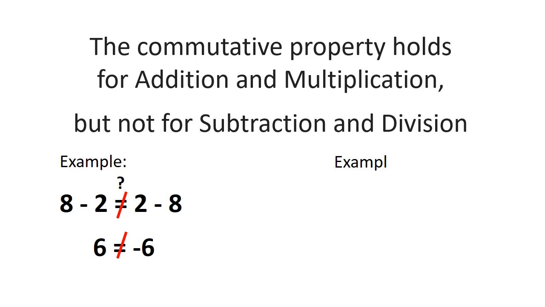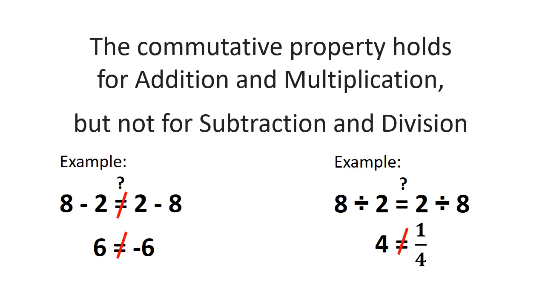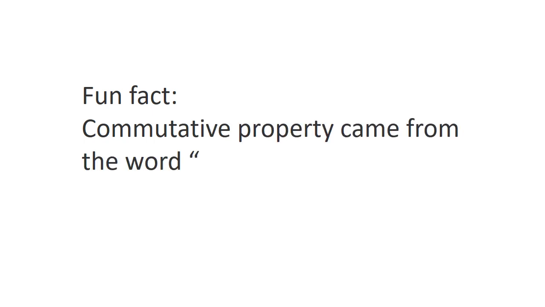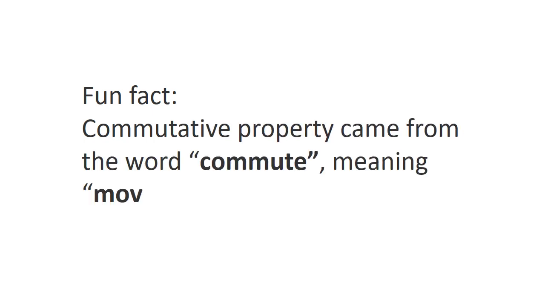Next, is 8 divided by 2 equal to 2 divided by 8? 8 divided by 2 is 4. 2 divided by 8 is equal to 1 over 4. 4 is not equal to 1 over 4. Therefore, 8 divided by 2 is not equal to 2 divided by 8. Did you know that the commutative property got its name from the word commute, which means move around or travel?